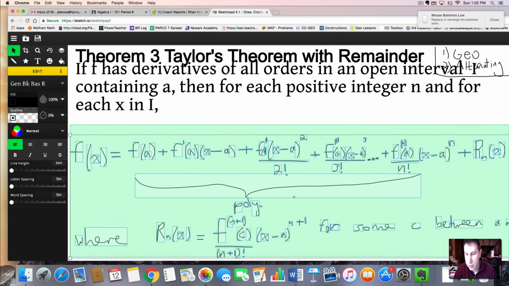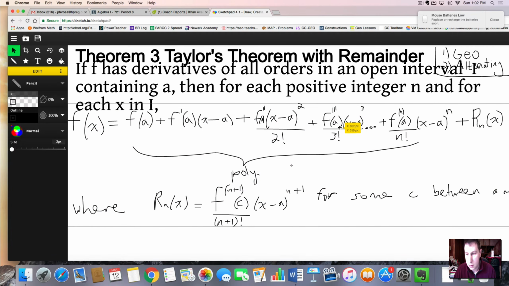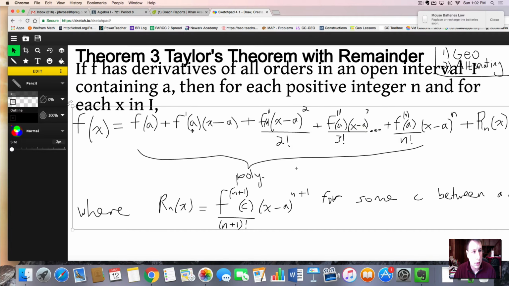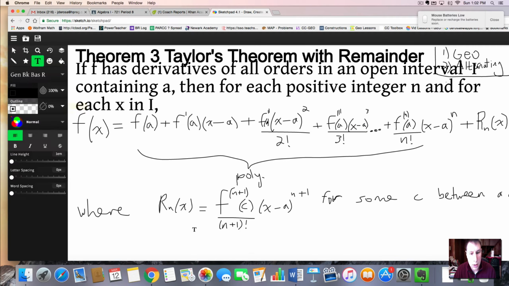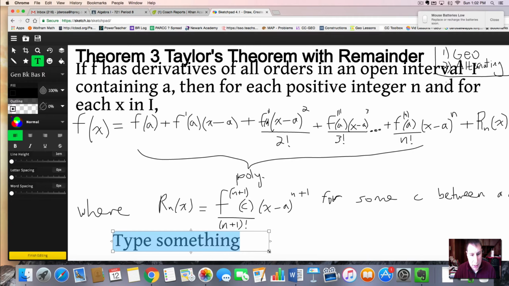Just going to move everything up. Okay, let me just type it because it's quicker. But that Rn of X term is called the truncation error. Write that down. It's also called the error term. It's also called the Lagrange form of the remainder.